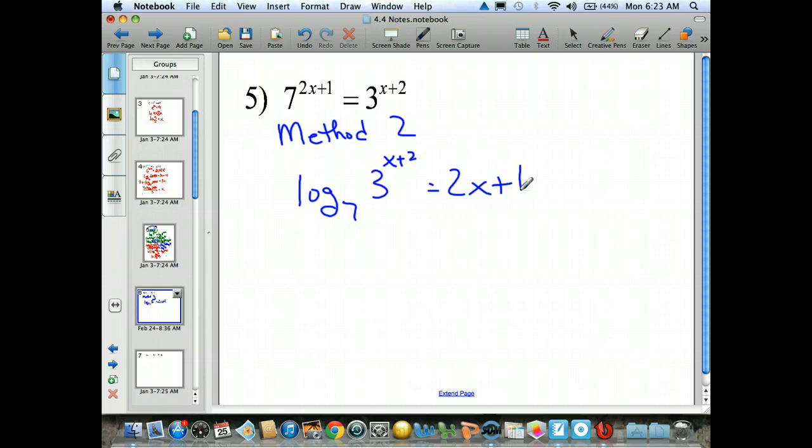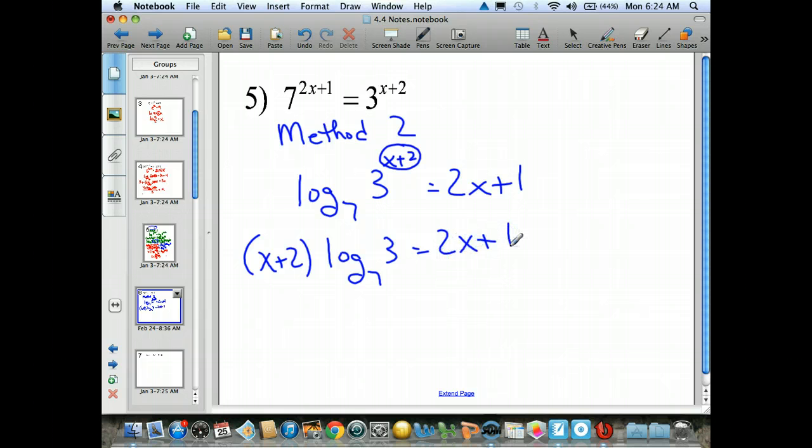Now notice in this method, we've only got one log expression. So I'm going to use the power rule again here to pull this x plus 2 out front. So I have x plus 2 times log base 7 of 3 equal to x plus 1. Similar to the last problem, I'm going to distribute the x plus 2. So I have x log base 7 of 3 plus 2 log base 7 of 3 equal to x plus 1.